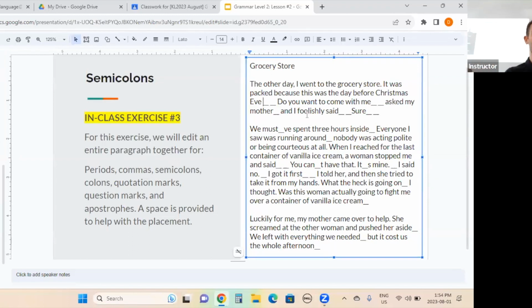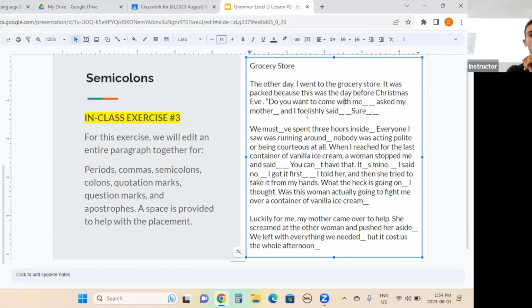Hold on. I think everybody is getting a little bit too far ahead. "It was packed because this was the last day before Christmas Eve." That's a full sentence, guys. Yes, period. There we go. We got to end that sentence, and then we can start with the quotation mark. You guys are jumping really far. We know this is a line of dialogue now.